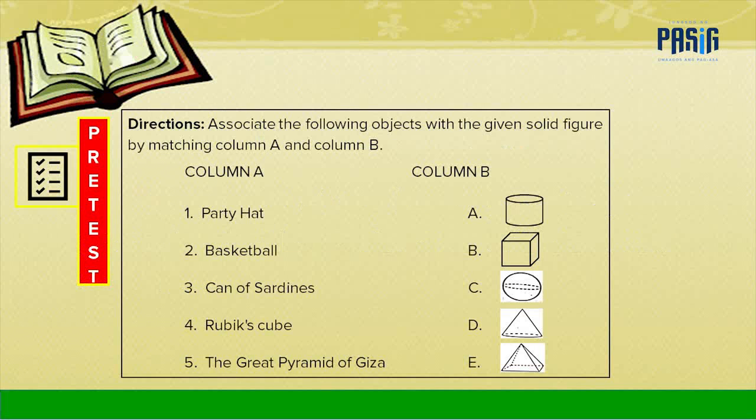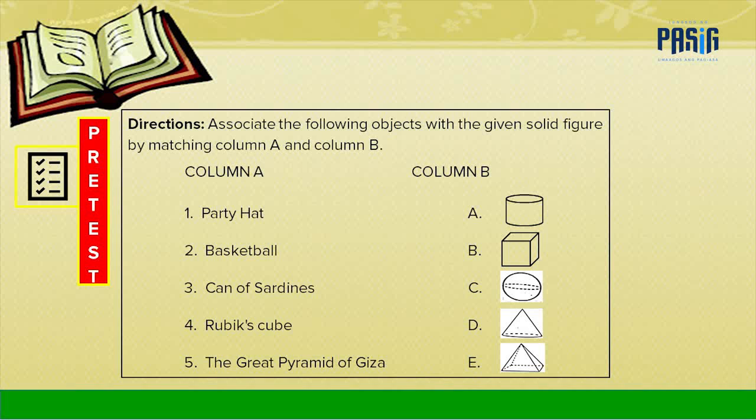Pretest. Directions: associate the following objects with the given solid figure by matching column A and column B. For column A, number 1, party hat. Number 2, basketball. 3, can of sardines. 4, Rubik's Cube. 5, the Great Pyramid of Giza. And for column B, we have the figures.